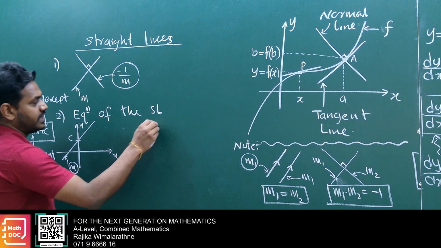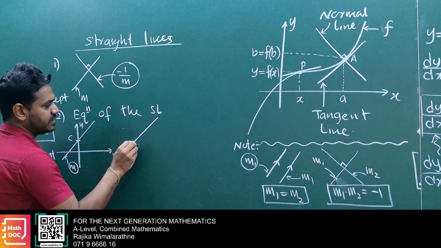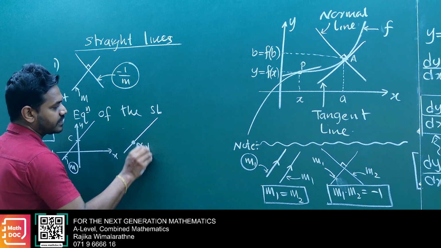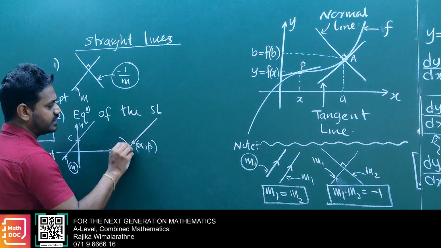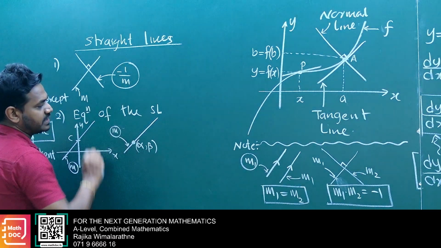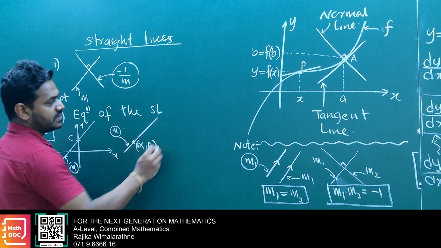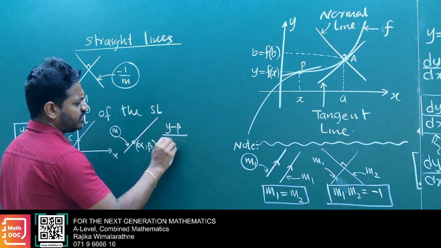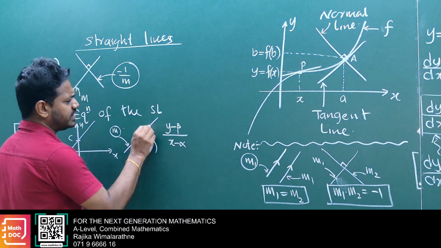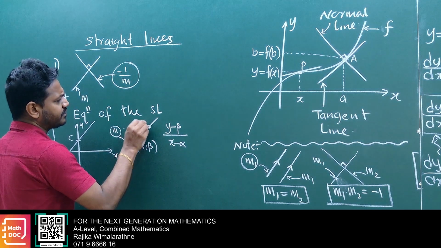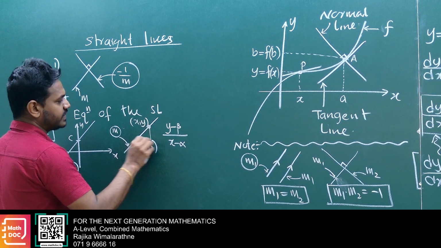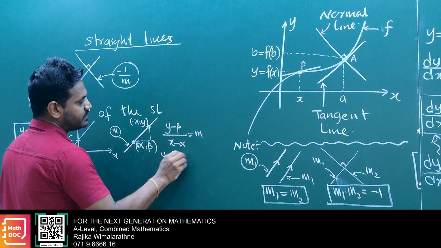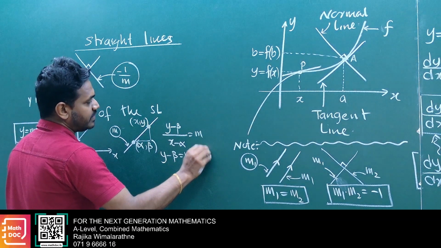And further we have another equation. When you consider a point on the line (alpha, beta) and the gradient is given, we can write this equation as y difference over x difference, (y minus beta) over (x minus alpha). You take any general point (x, y). Then y difference over x difference equals the gradient, so y minus beta equals m times (x minus alpha).